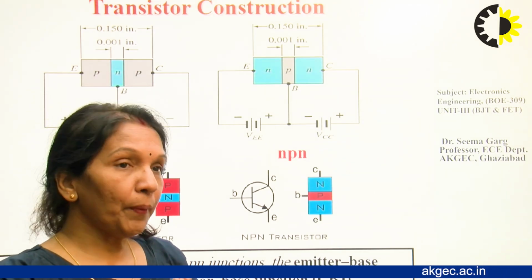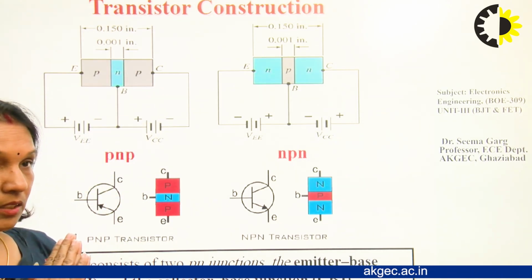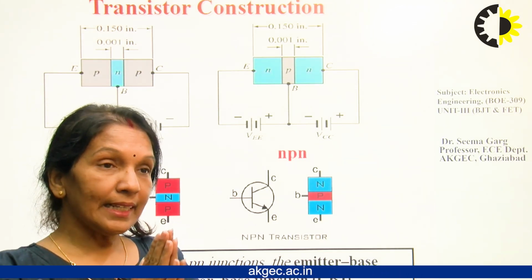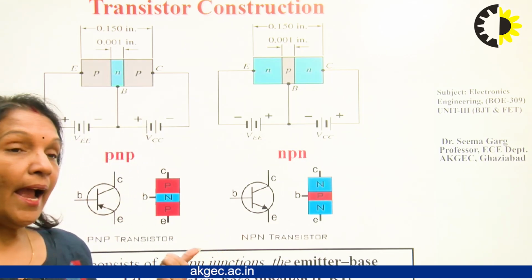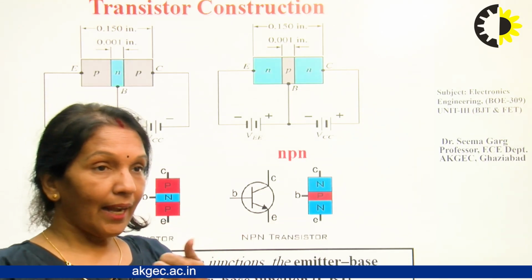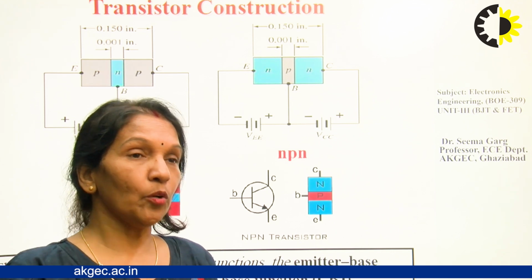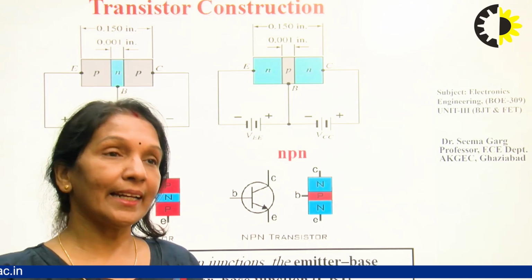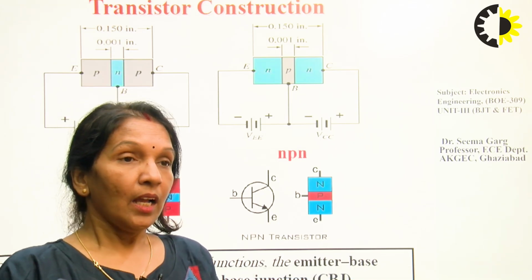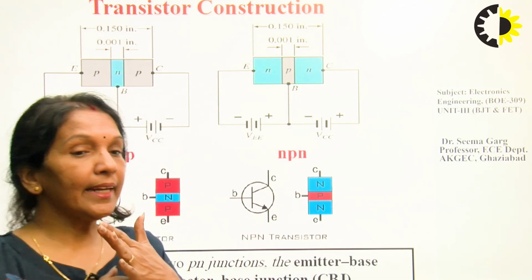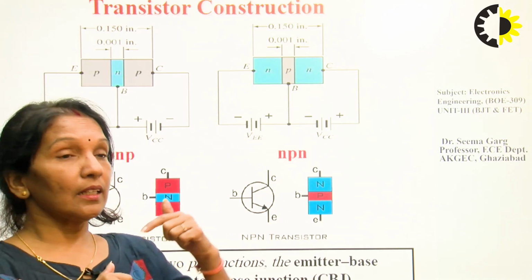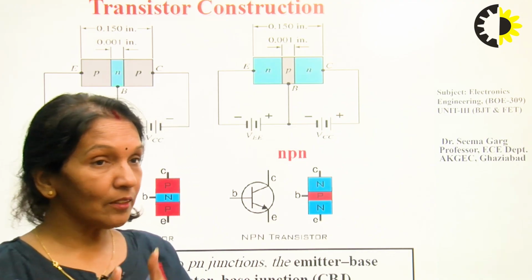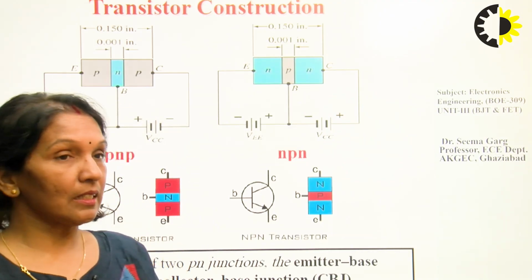Also, the ratio of the emitter doping to the base doping is 10:1. So we can say that the emitter has the highest doping, the collector is slightly less doped than the emitter terminal, and the base is the most lightly doped layer. What does it mean? Increasing the doping increases the conductivity, and lesser doping means higher resistivity.